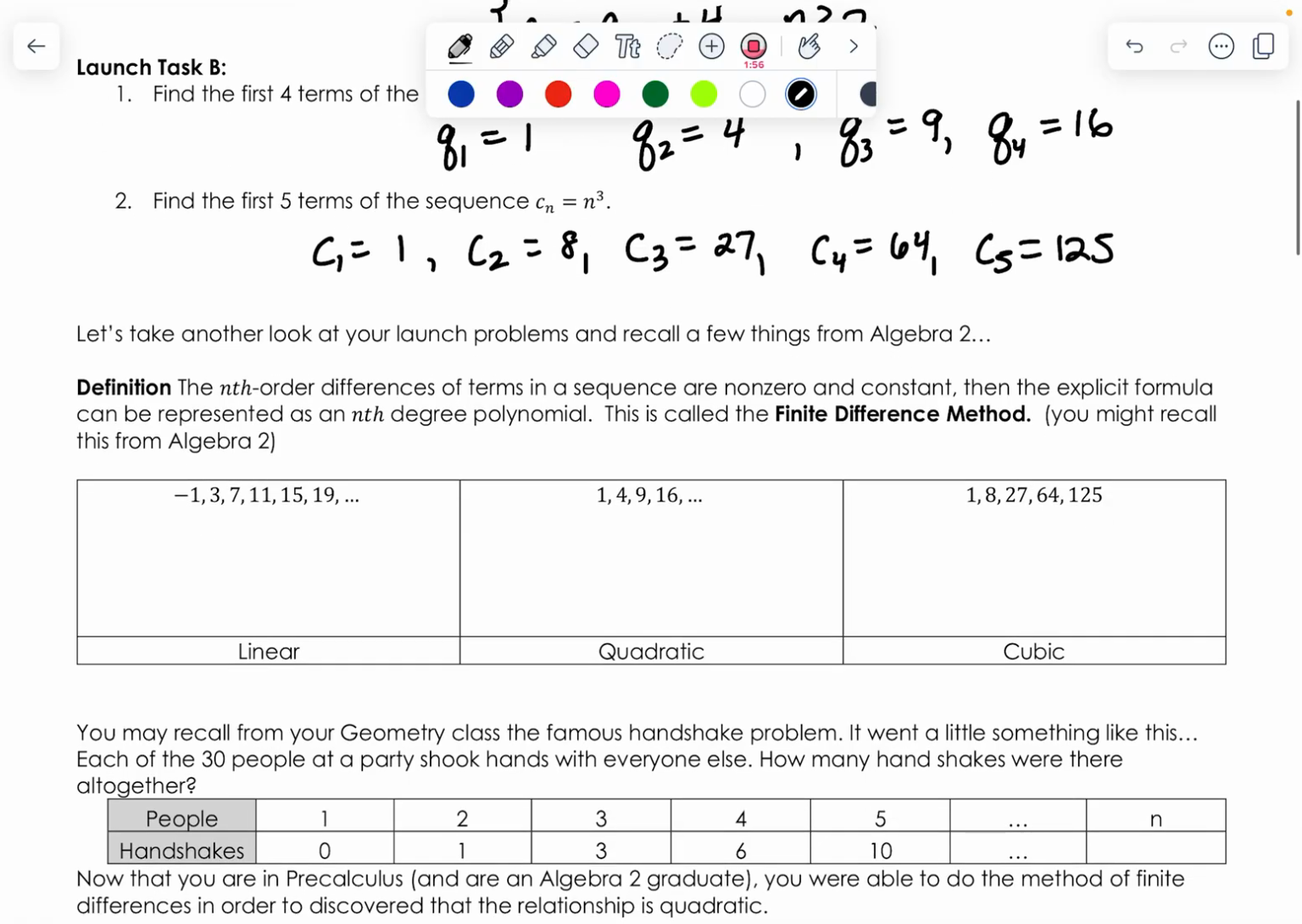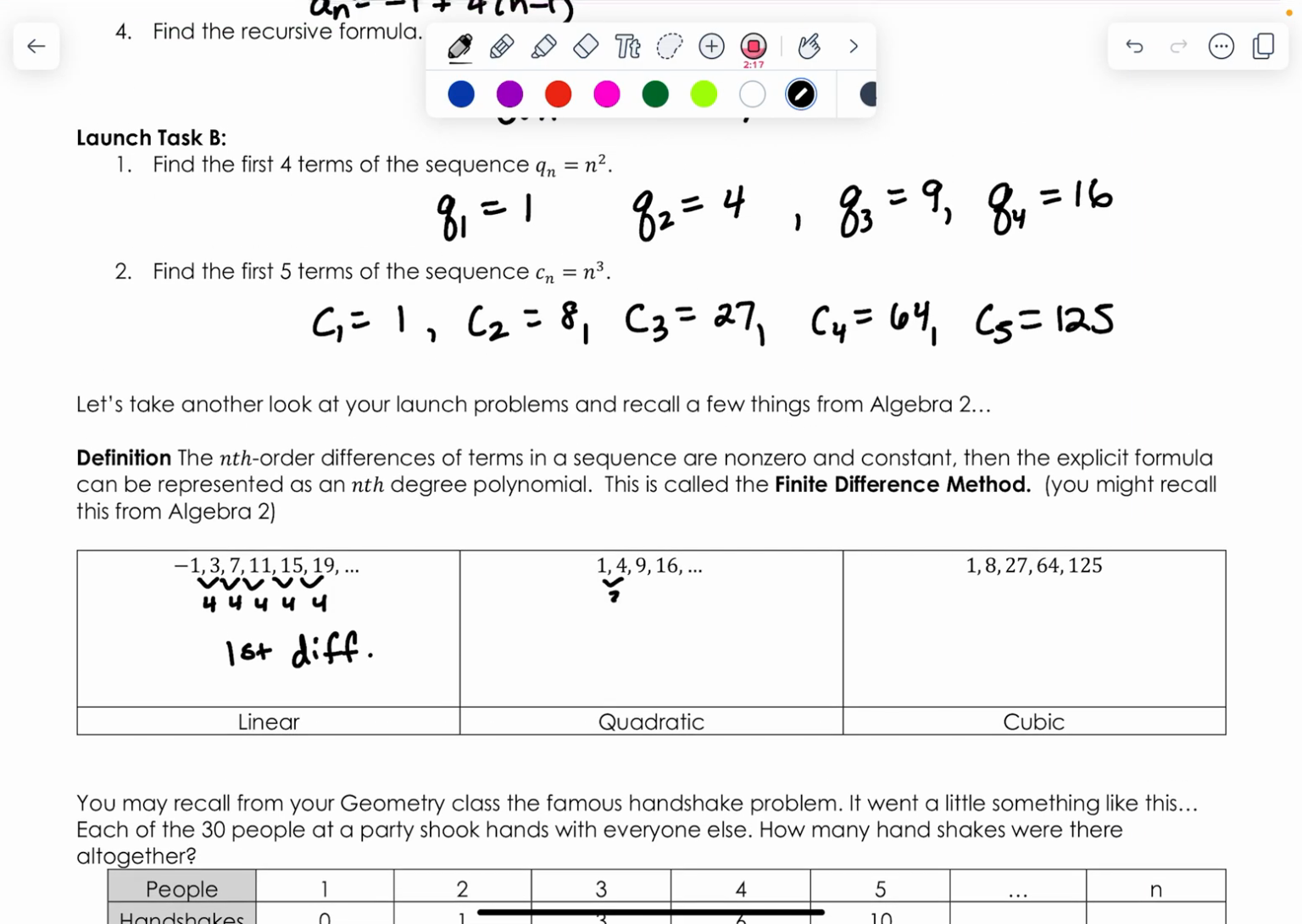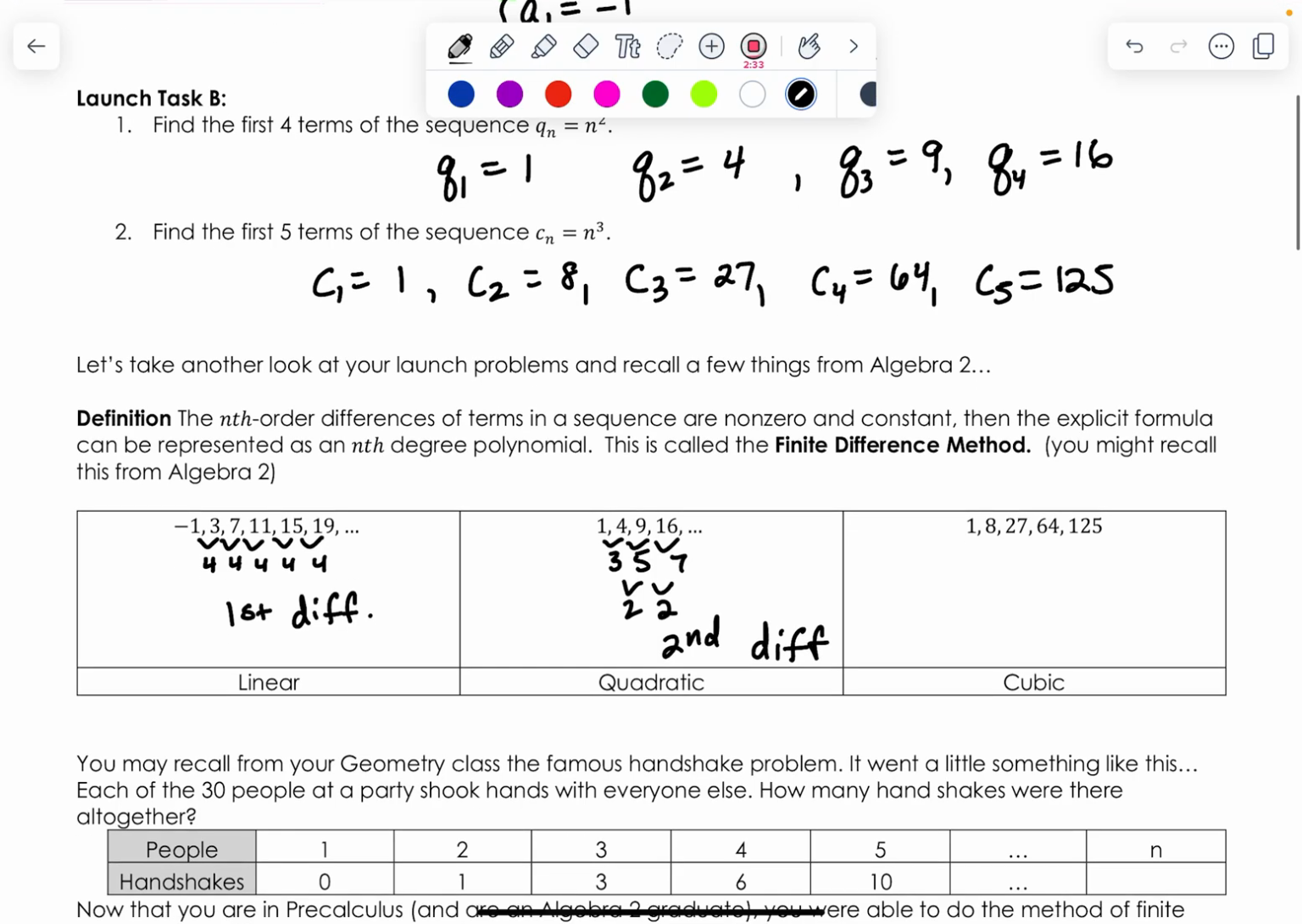Let's take a look then at what we just did from these 3. And you remember, these all had a common difference of 4. And so this was the first difference. So we call it linear. Let's look at the second one in launch task B. This has a common difference when you get to the second difference, and it's quadratic.